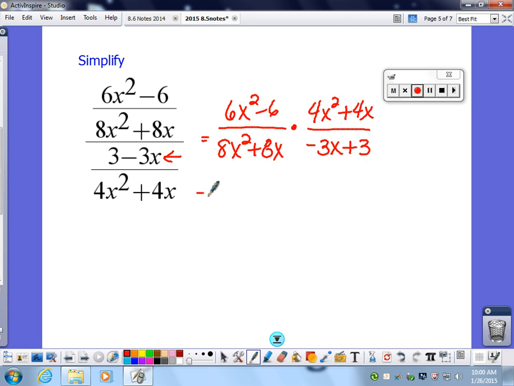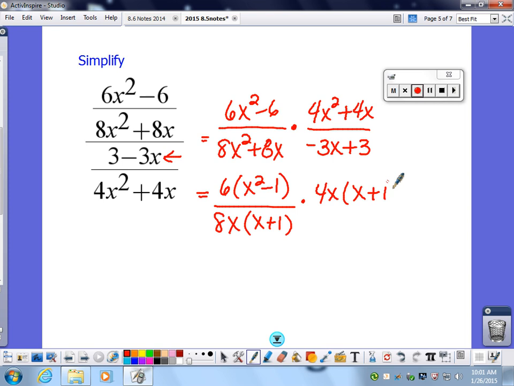All right, now everything gets factored. So let's factor out a 6, which leaves me with x squared minus 1. You should notice that's going to factor again. I'll do that in a moment. Factor out an 8x, that leaves me with x plus 1. Factor out a 4x, that leaves me with x plus 1. And factor out a negative 3, that leaves me with x minus 1.